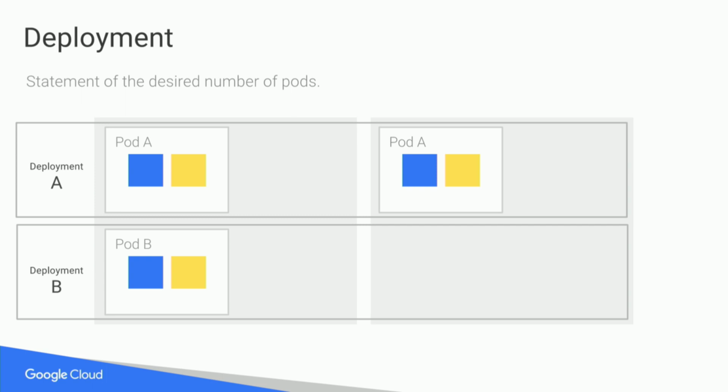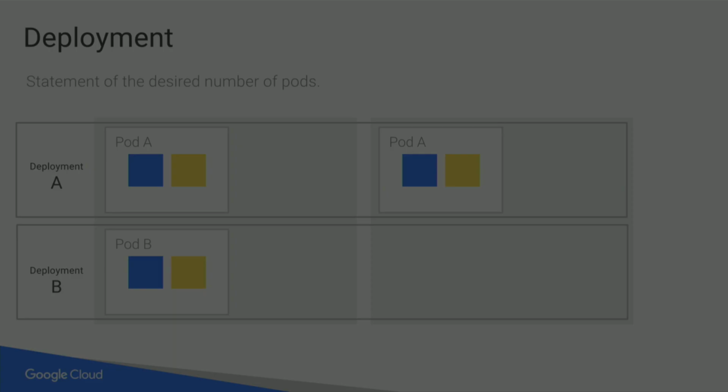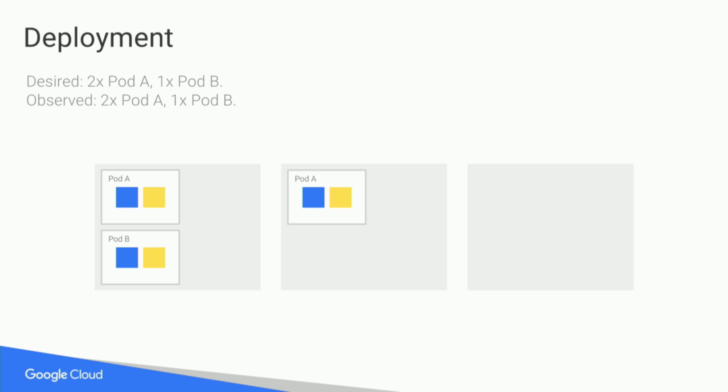The deployment object is really what we interact with on a regular basis for scaling and things like that. So let's say we have a deployment here. We say we want two of pod A running at all times, and we want one of pod B. In this example, we have a 3-node cluster, so we have 3 different boxes here. We have pod A running in 2 of the nodes, and we have pod B running in 1.